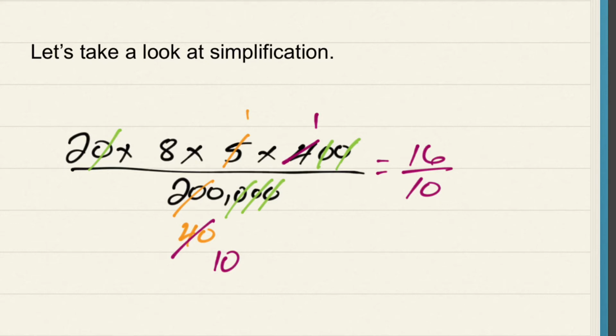The next color I should say is the orange. 5 goes into 5 one time, and 5 goes into 200 40 times. Next we're going to go to the pink. 4 goes into 4 one time, and 4 goes into 40 10 times. So my new problem now is 2 times 8, which is 16 over 10.